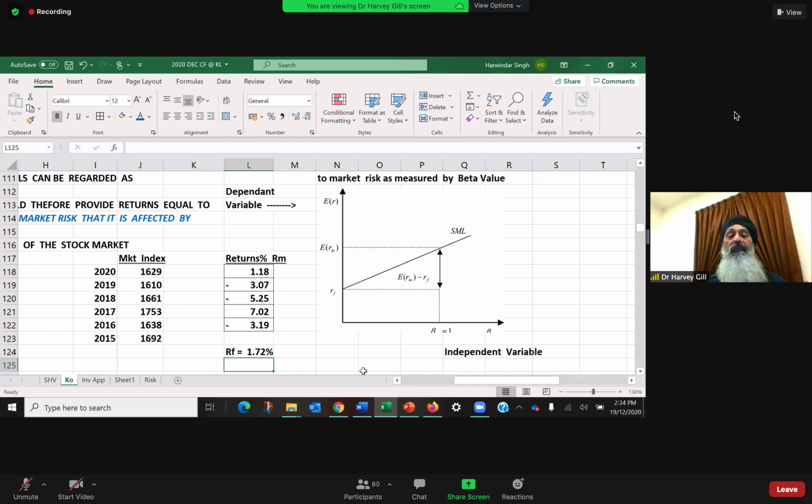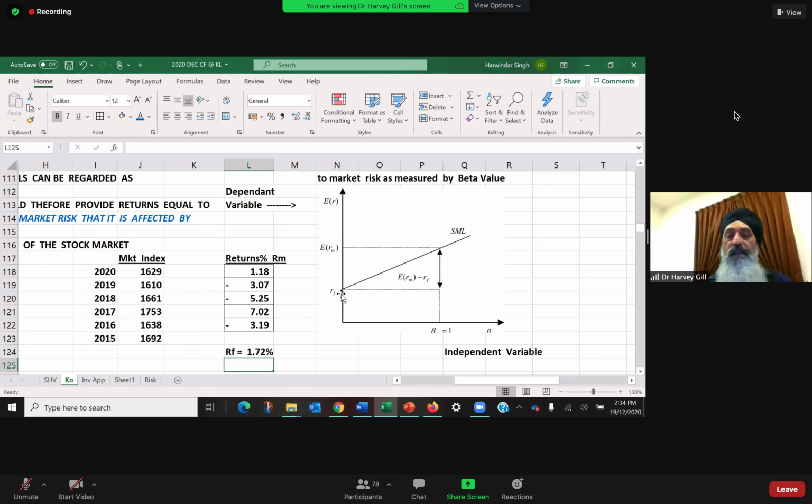And so now what we are saying is this: in this model, if you can make an investment in the stock market and earn a return of 1.72, which is virtually a risk-free return, then every other share in the market which has some degree of risk must give you a return of at least 1.72 and then some. Yeah, 1.72 plus a compensation for the amount of market risk that it absorbs.